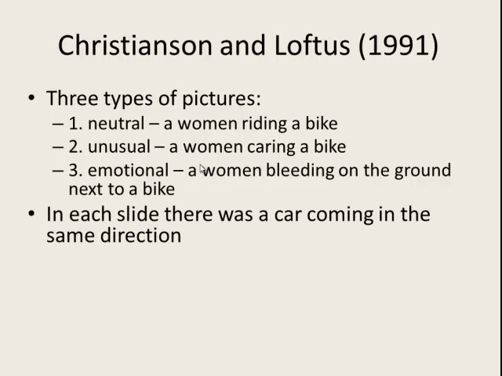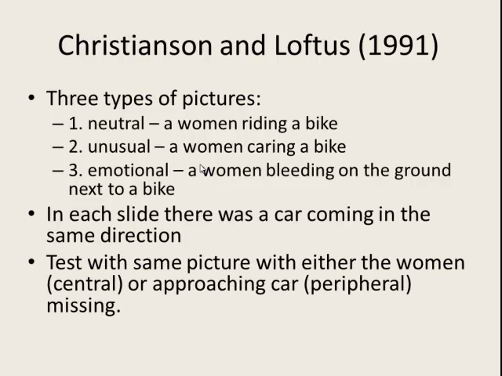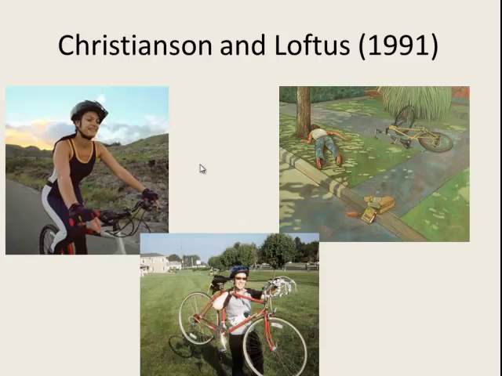In each slide, there was a car coming in the same direction. That's a peripheral thing. It's off in the background. You're not part of the central part of the photo. And then they tested these people with the same picture, with either the central woman missing, or the car missing, and asked, do you notice that things are missing in this picture, and if so, what?